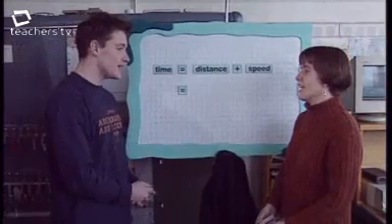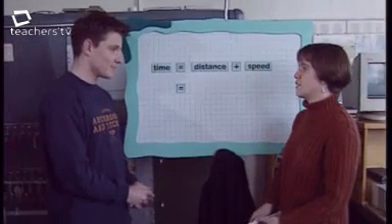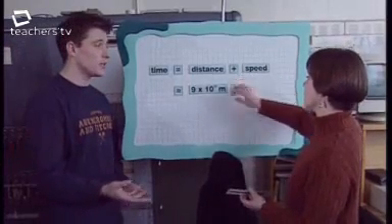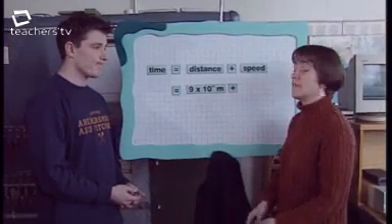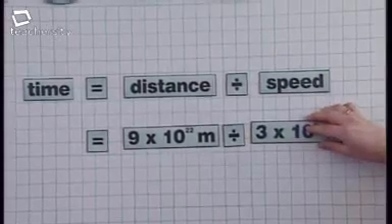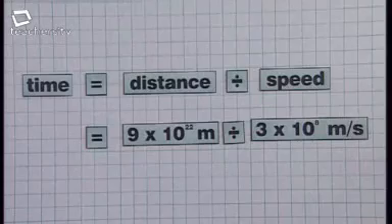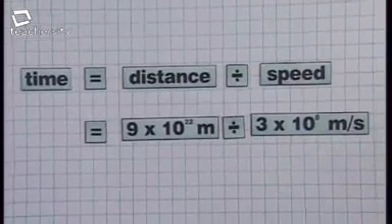Karen, how far away is your galaxy? It's 9 times 10 to the power of 22 metres. Great, and that's divided by speed, which is the speed of light, which equals... It's 3 times 10 to the power of 8 metres per second. Fantastic. So that means that the time equals 9 times 10 to the power of 22 divided by 3 times 10 to the power of 8.